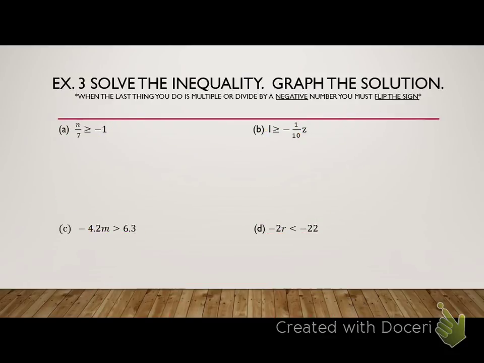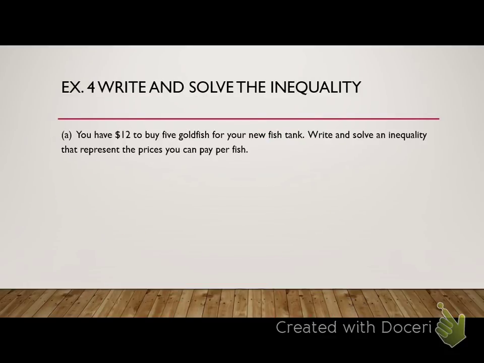Now to finish this, we're going to look at example 4. We're going to write and solve the inequality. Again, not looking for you to graph it, just looking for you to write and solve the inequality. It says you have $12 to buy 5 goldfish for your new fish tank. Write and solve an inequality that represents the price you pay per fish.